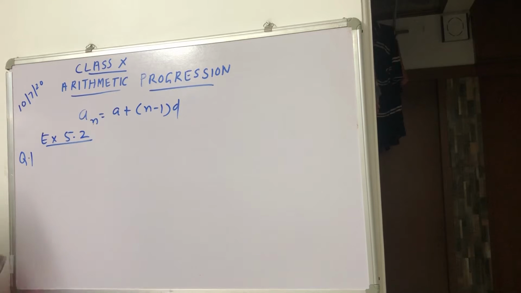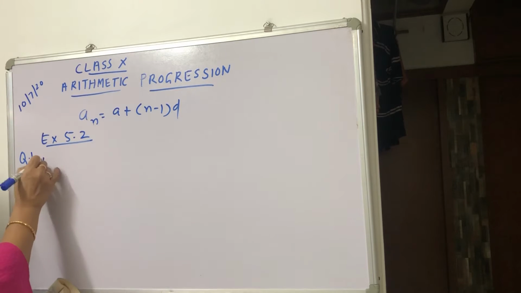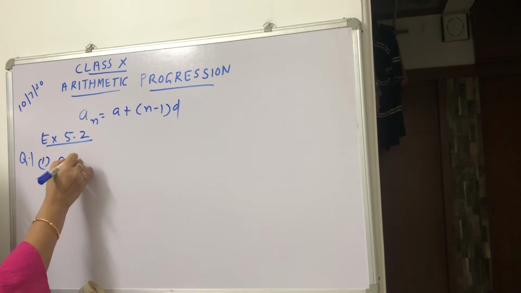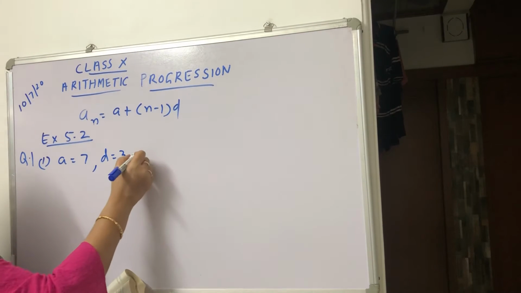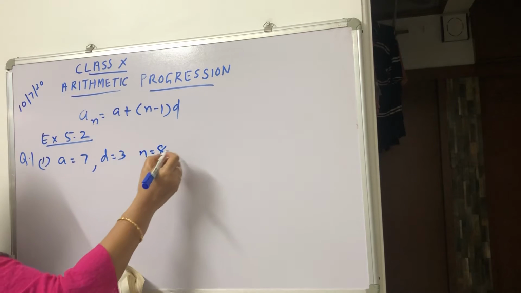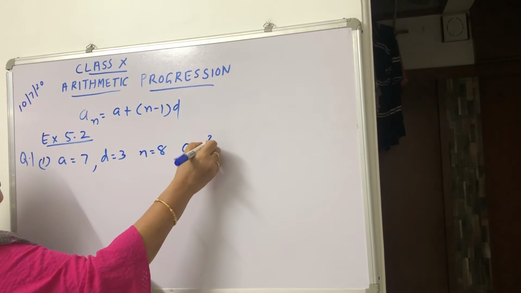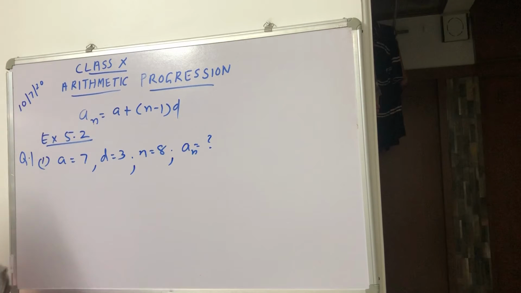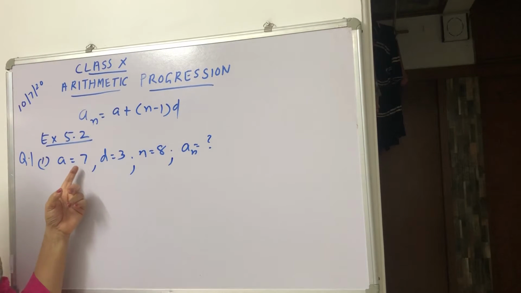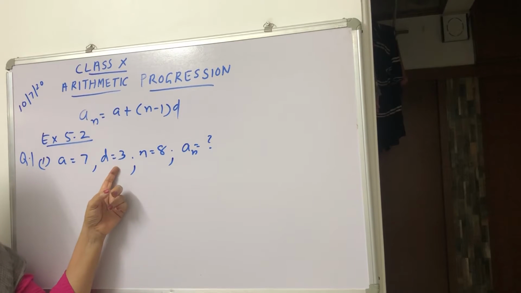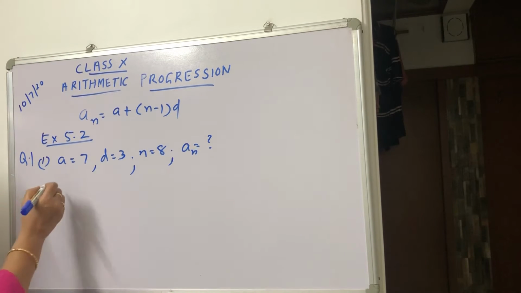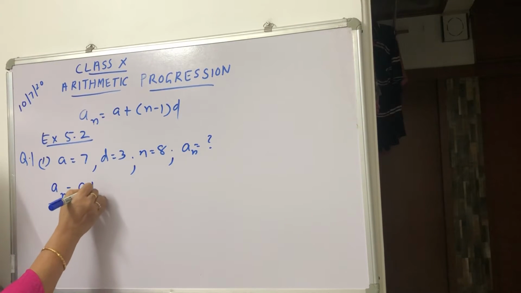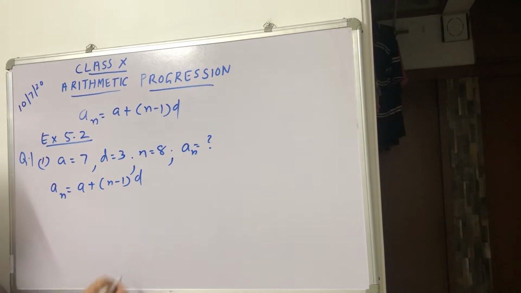Question number 1. A table is given, where we fill in the blanks. First one: it is given a = 7, d = 3, n = 8, and you need to find a_n. So you know the formula a_n = a + (n - 1) d.